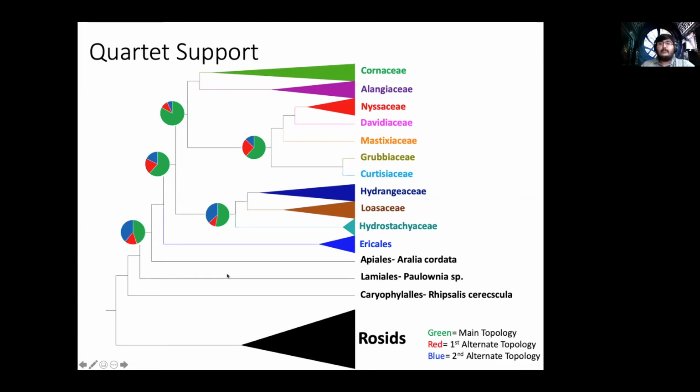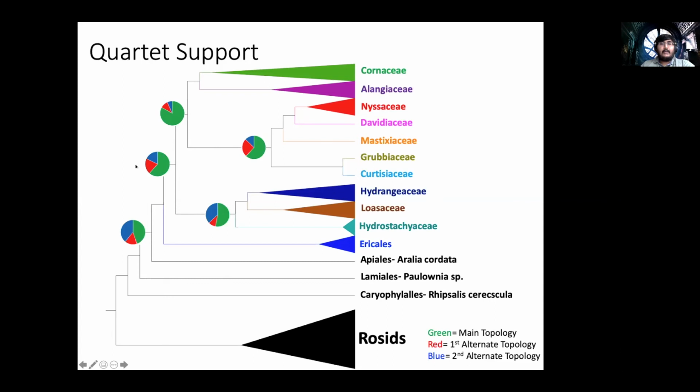Now let's look at quartet support on a few select branches. Just to orient you, these pie charts represent the frequency that topologies are seen in the gene trees. Green represents the main topology shown here in the tree. Red is the first alternative, and blue is the second alternative. Looking at this branch here, we see about 83% support for the main topology and relatively equal frequencies for the two alternatives. So this gives us good support for this main topology.